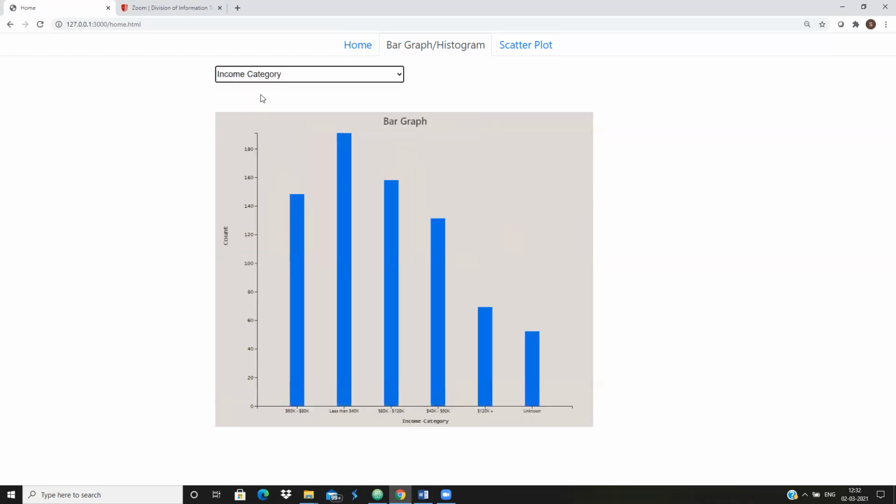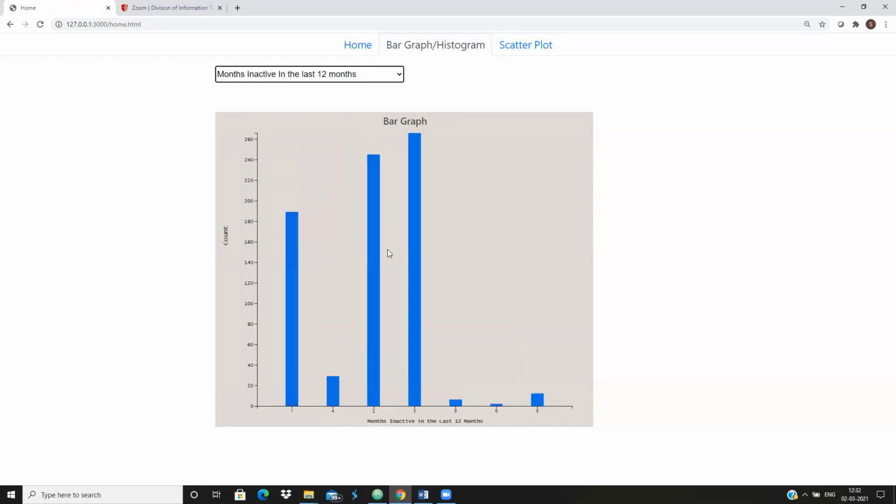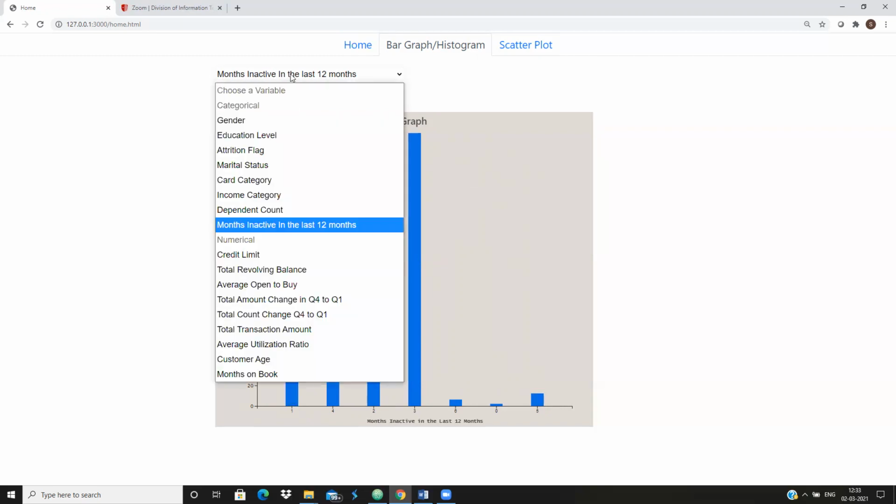Then we also have months inactive in the last 12 months. This is also a distribution of the number of months a person is inactive in the last 12 months. There are 189 customers who were inactive for 1 month. So now we can move on to histogram.